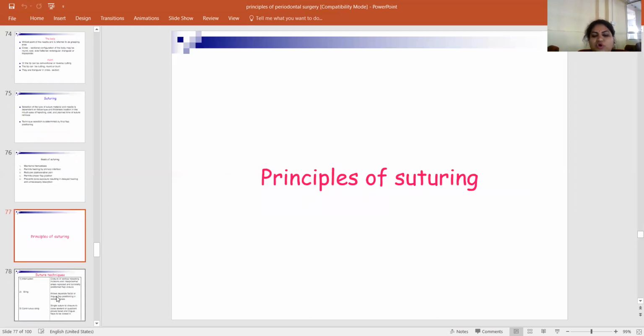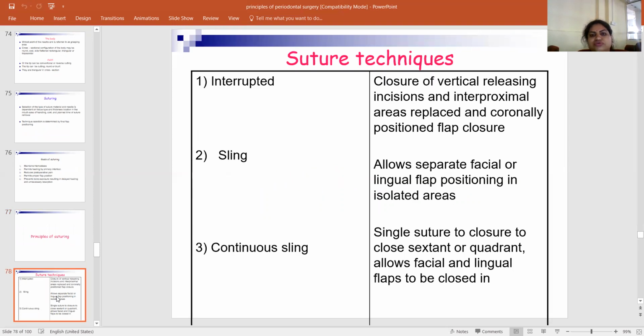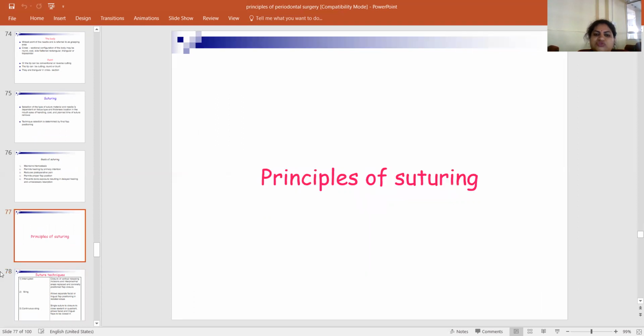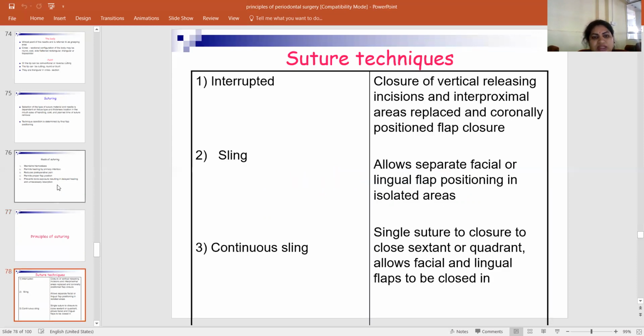So what is the principle of suturing? The principles of suturing, the suture techniques. The principle of suturing is to control the bleeding, and we are going to discuss all the things: what should be the flap design, and what should be the design of your incision. We are going to discuss every point. First, we'll discuss the suture techniques.